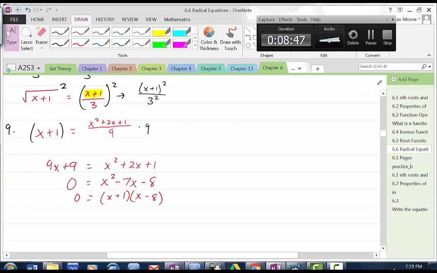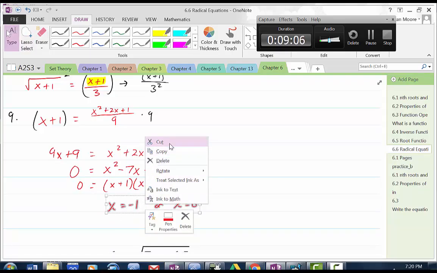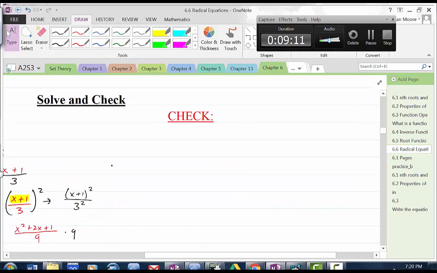All that means is that either x equals negative 1 or x equals 8. Matter of fact, I'll take these two solutions right here and we're going to find out whether or not these work. They might work, they might not.